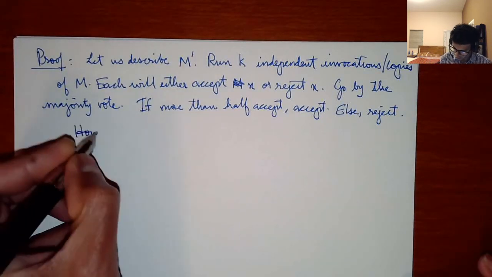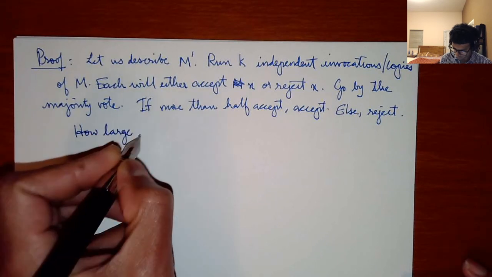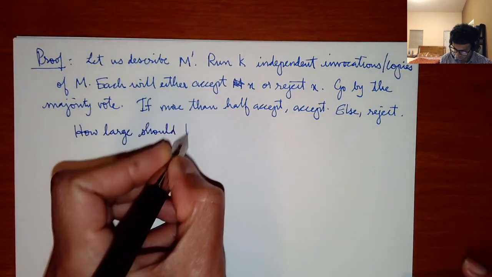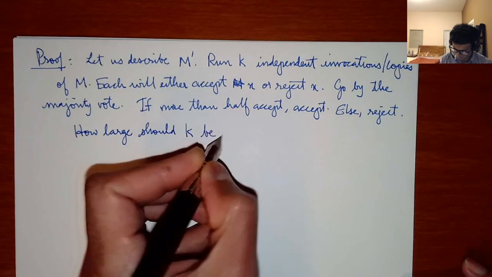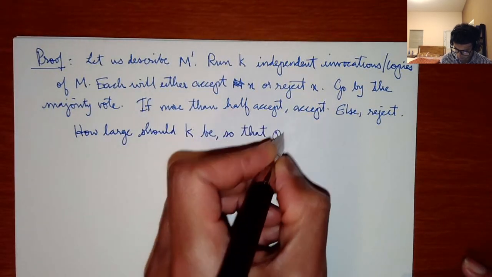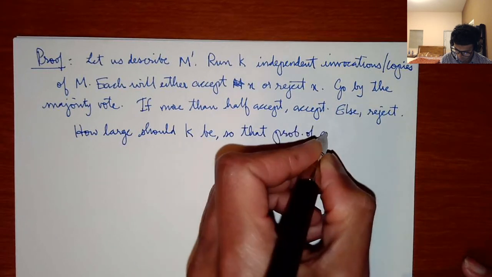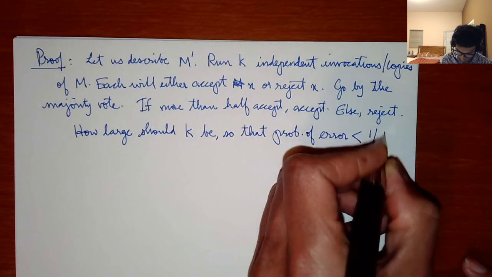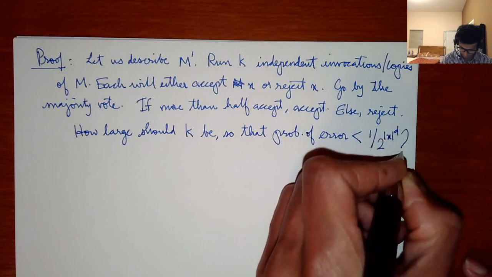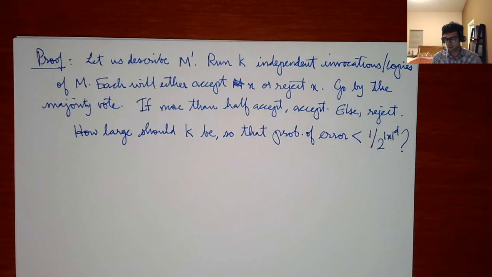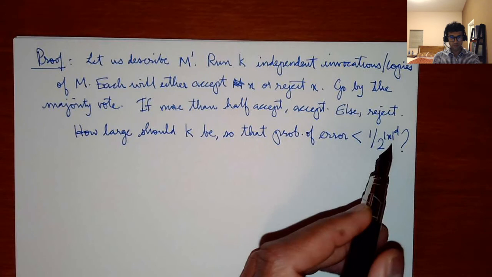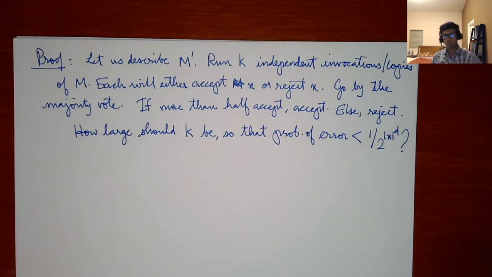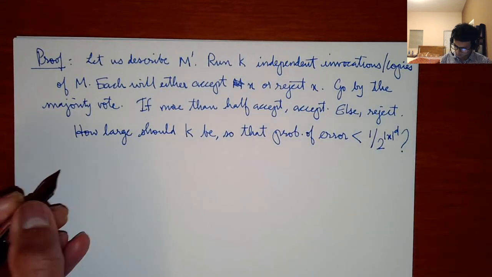How large should k be so that the probability of error is less than 1 divided by 2 to the |x|^d? This is the question that we need to address. What's important to note is you can get exponentially small probability by only running it with a polynomial overhead. Okay, so let's write this out.